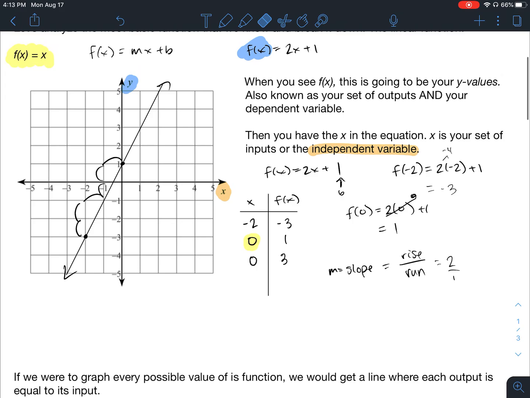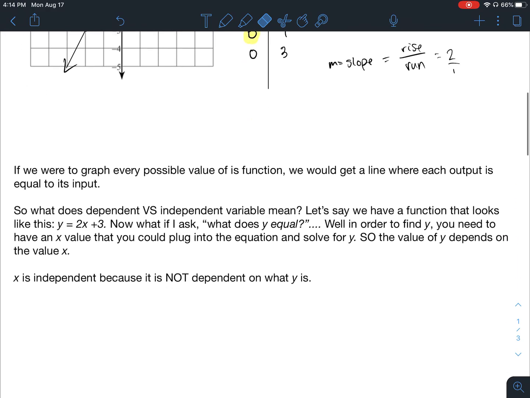And so just to go over what independent and dependent variable is, we say that x is the independent variable and y is the dependent variable. Y is the dependent variable because if I asked you what is f of x equal, well, you would have to ask me, well, that depends on what x is equal to, right? Because depending on what x is, you can have infinite answers for that. So that's why we call them the independent variable and the dependent variable.